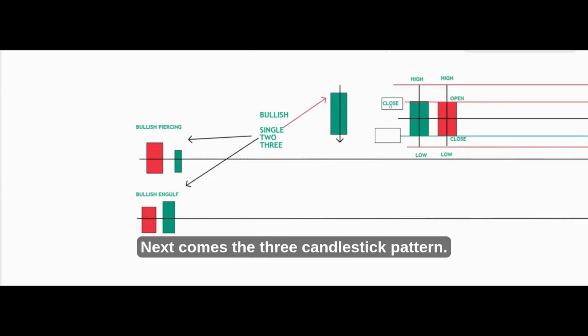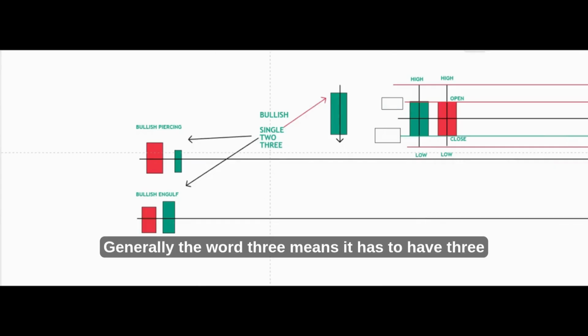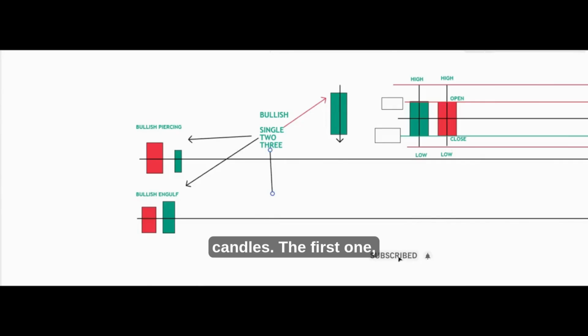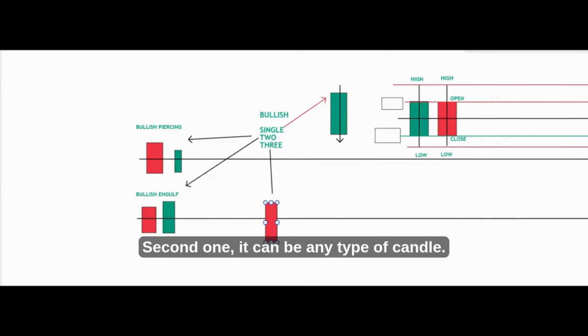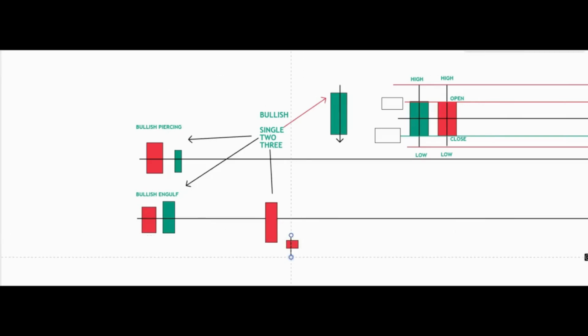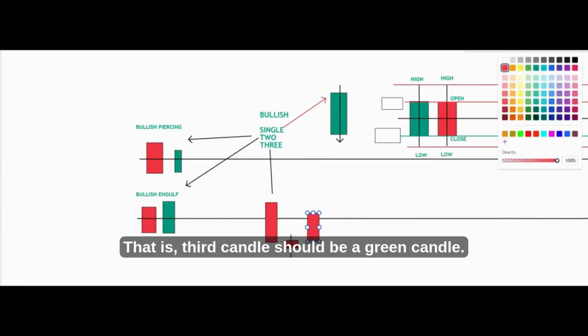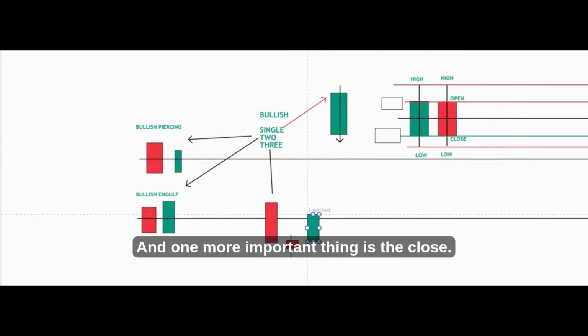Next comes the three candlestick pattern. Generally the word three means it has to have three candles. The first one should be a decent red candle. The second one can be any type of candle, whether neutral or anything. Regarding the neutral candle, we will discuss it again. But the important thing is the third candle, which should be a green candle. And one more important thing is the close. As I said, we always focus on the close. The close of the candle should be above the median, as we saw with piercing.